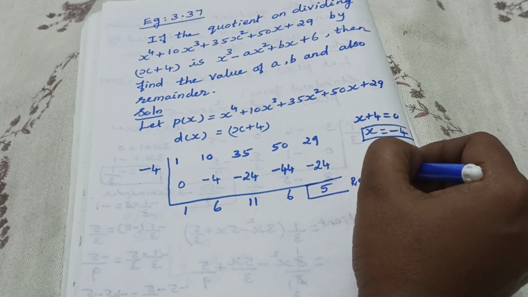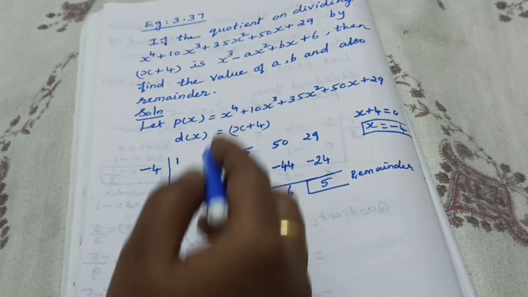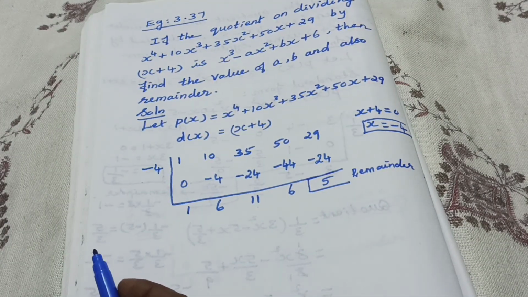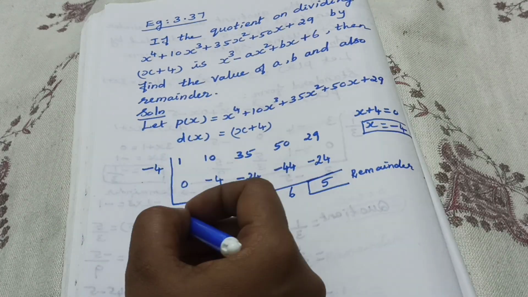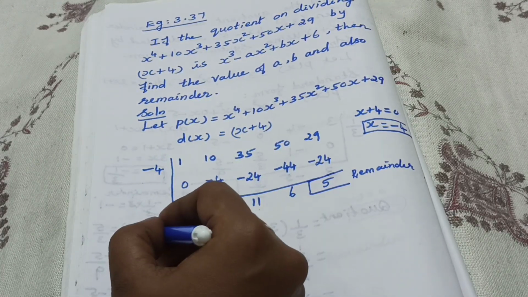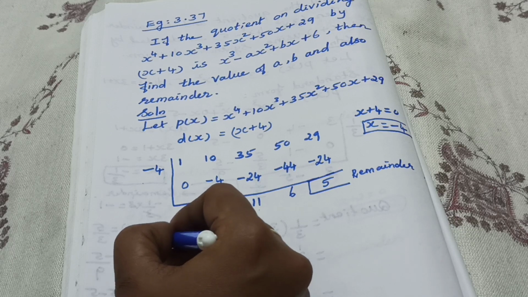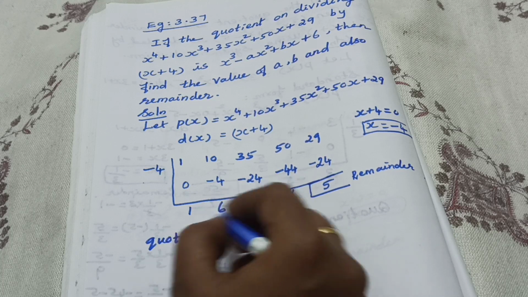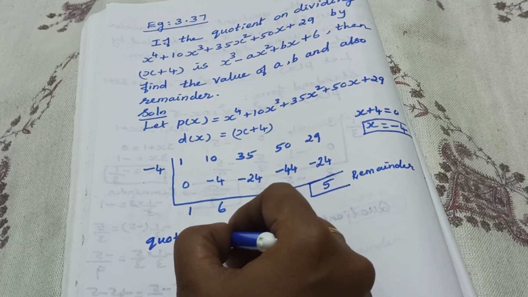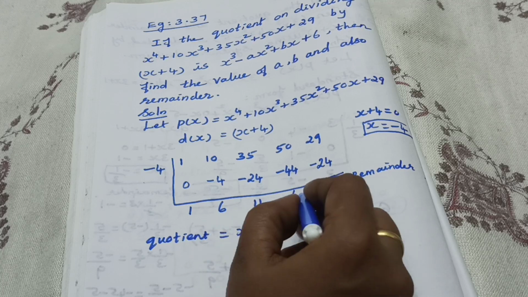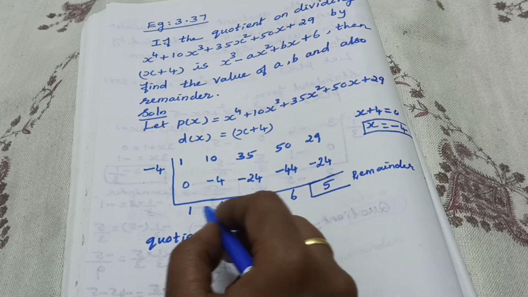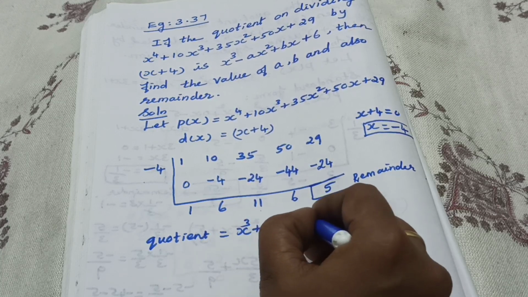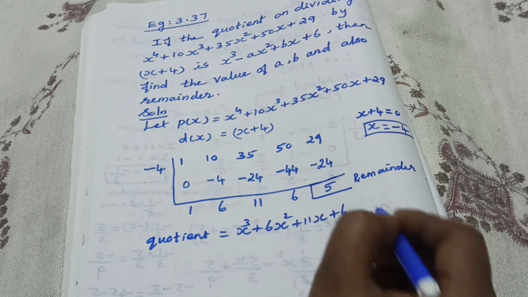The remainder we got. Then one more question is given here: find the value of a and b. Here we got the quotient. What's the quotient? This is the quotient. Then quotient is equal to quotient. Here this is constant, x term, x square, x cube. So x cube plus 6x square plus 11x plus 6.